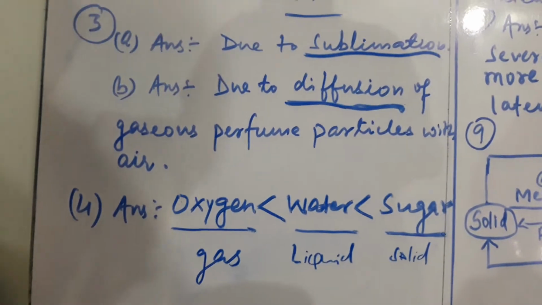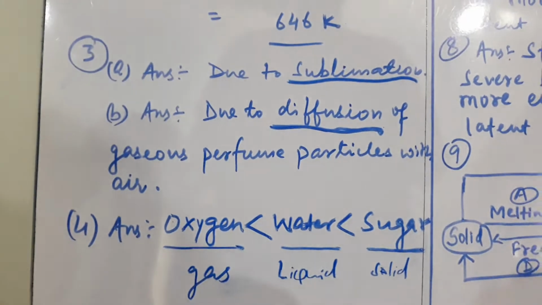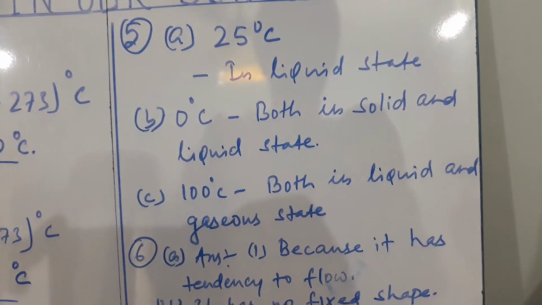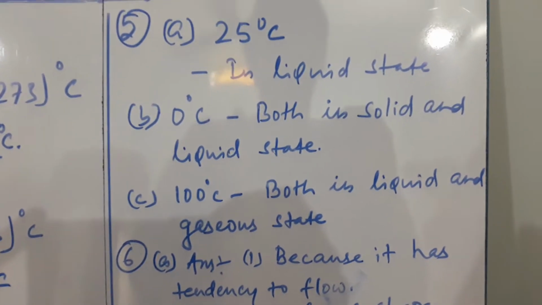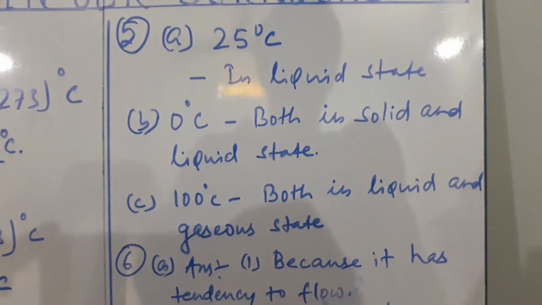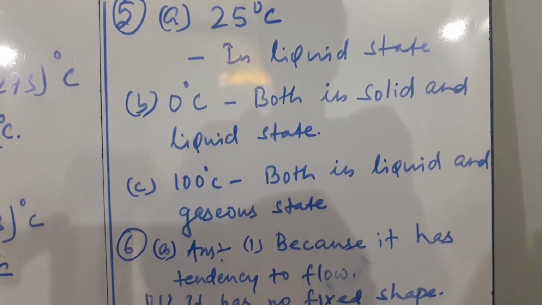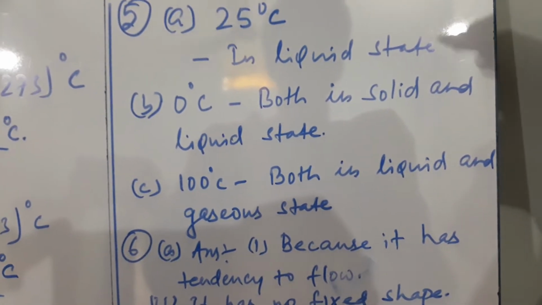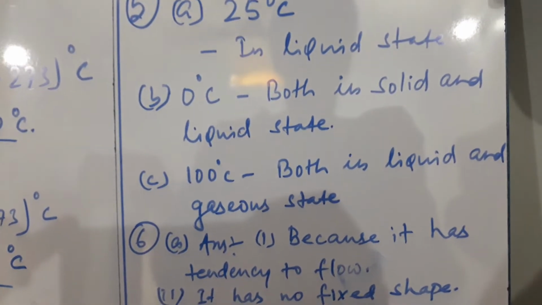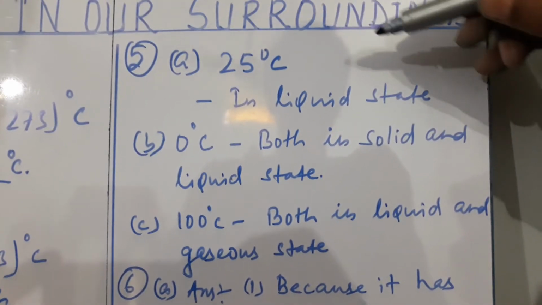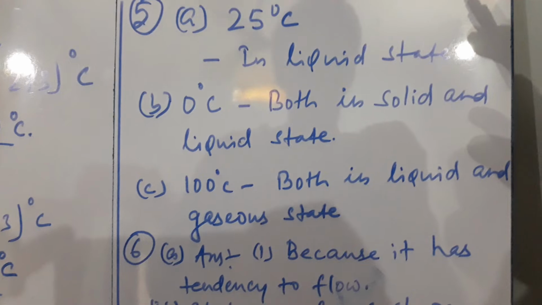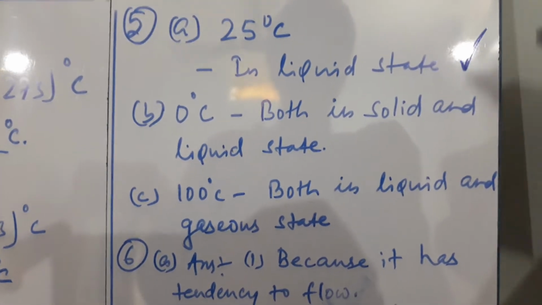Now question number 5: what is the physical state of water? See, three temperatures are given. A is 25 degrees centigrade. The question is: at this temperature, what is the state of water? Naturally, at this temperature, water is always in the liquid state. So it is in the liquid state.